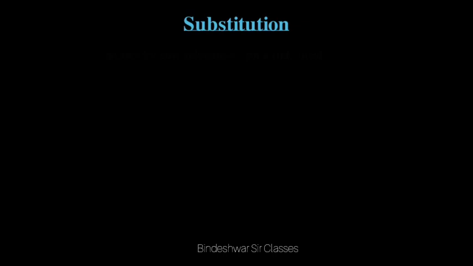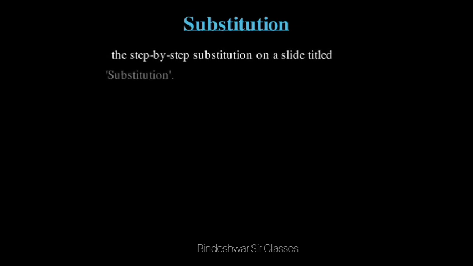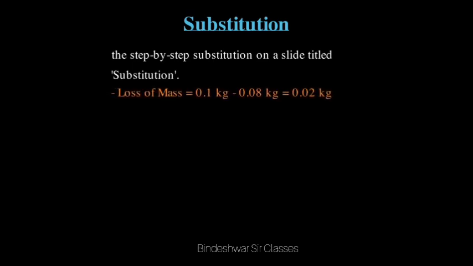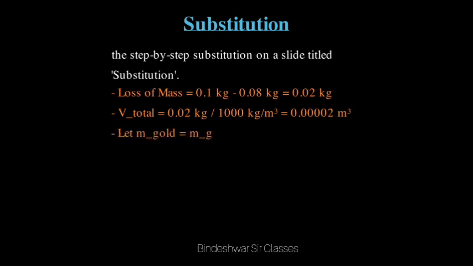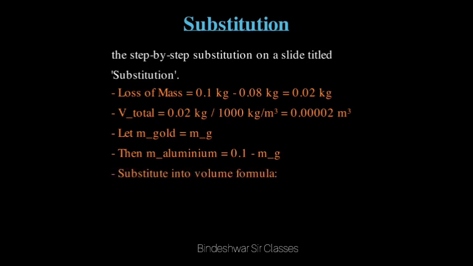Now, let's substitute our values. First, let's find the total volume of the alloy. The loss of mass is 0.1 kilograms minus 0.08 kilograms, which is 0.02 kilograms. The total volume is this loss of mass, 0.02 kilograms, divided by the density of water, 1,000, giving us 0.00002 cubic meters. Now, let's use our main equations.